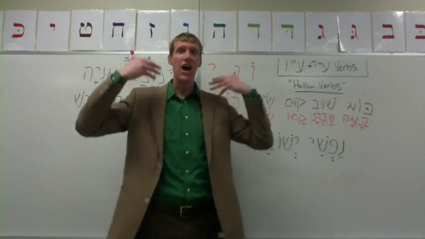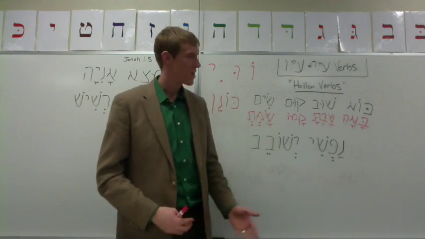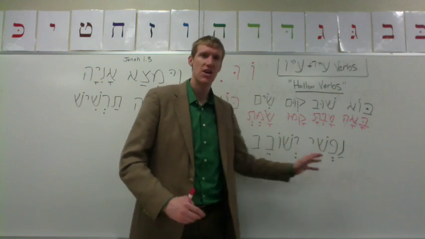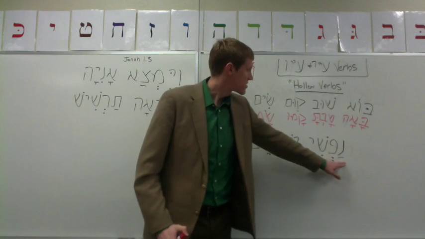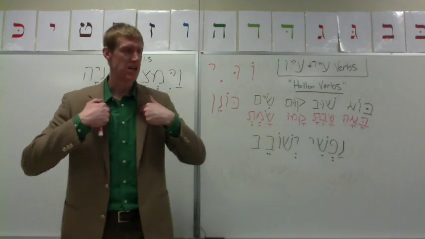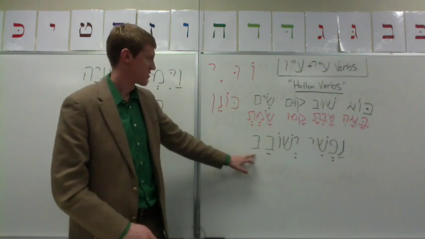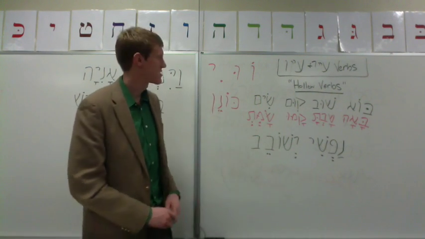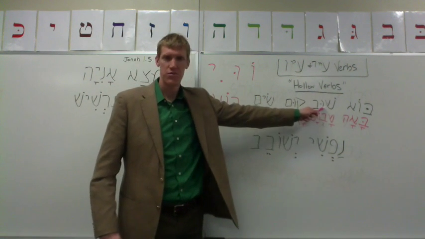Uvchol nafshecha, right? Nefesh with a suffix is nafshe, whatever the suffix is. So here's nafshi, which is my nefesh. Nafshi yeshovev. Okay, so this is the polel of shuv.